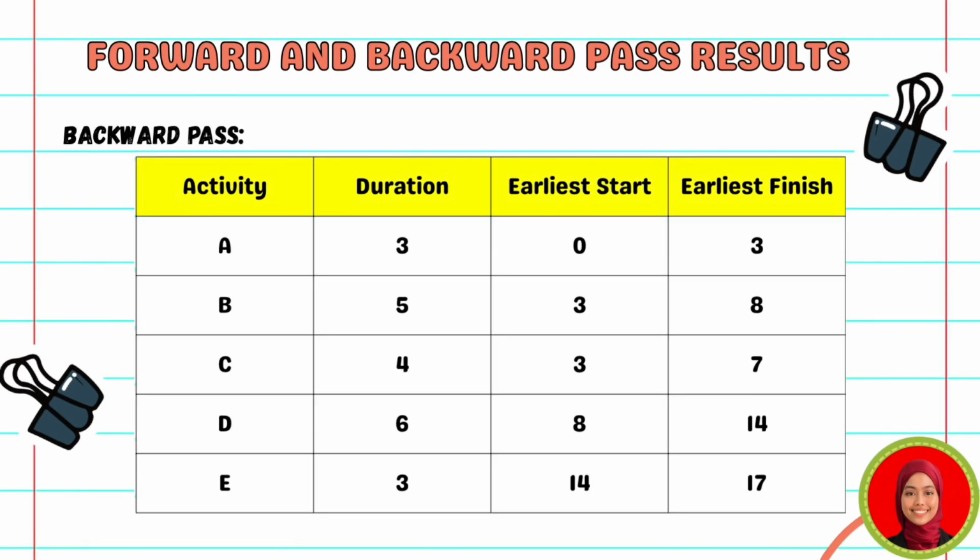The backward pass was then conducted to determine the latest start and latest finish for each activity. Working backward from the end of the project, the results show the activities along the critical path have identical earliest and latest times, meaning there is no room for any delay in those activities. This confirms which activities are truly critical to completing the project on time.